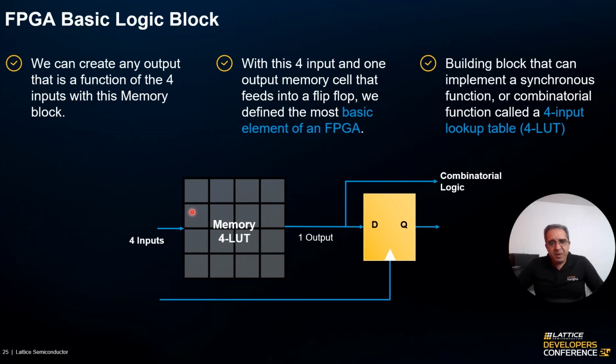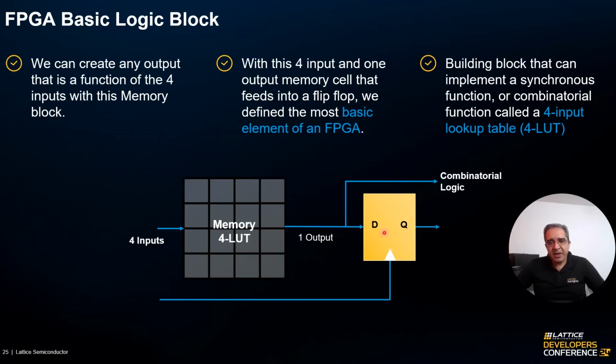So based on this memory, a 4-input lookup table. We actually call that a 4-input lookup table. That's where the name 4-input lookup table comes from. It's actually a 16-bit memory that will be used to build the logic. So with this 4-input lookup table, we can build any combinatorial logic.